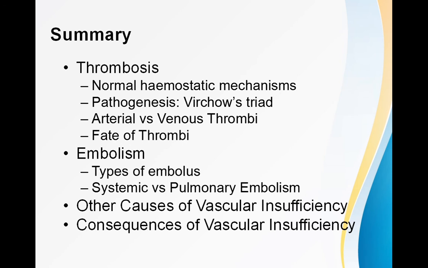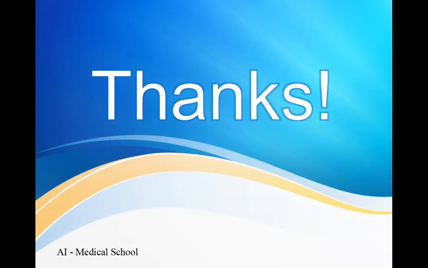Summary. Thrombosis: normal hemostatic mechanisms. Pathogenesis: Virchow's triad. Arterial versus venous thrombi. Fate of thrombi. Embolism: types of embolus. Systemic versus pulmonary embolism. Other causes of vascular insufficiency. Consequences of vascular insufficiency. That's it for now.